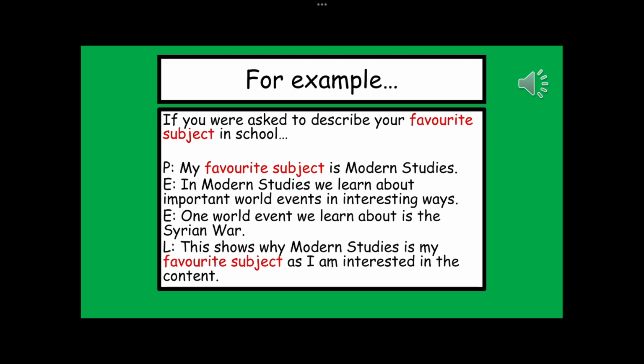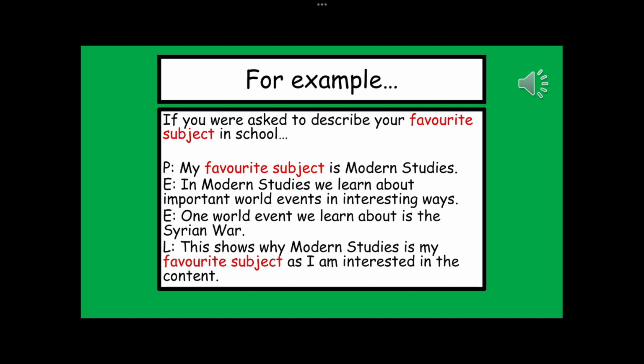Alright, so you've explained then your point, which is that your favourite subject is Modern Studies. An example could be that one world event we learn about is the Syrian war. Then to link that back to your question, you would say, this shows why Modern Studies is my favourite subject as I am interested in the content. Now notice again here in our link that we have used the same language as the question and in our point.